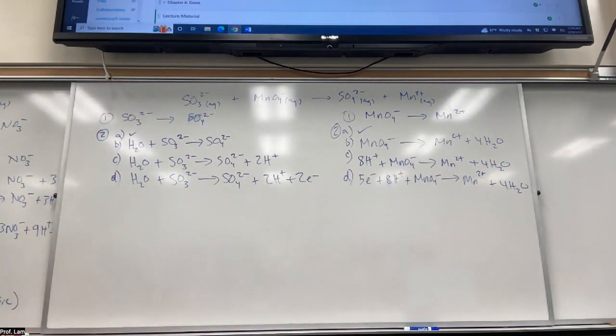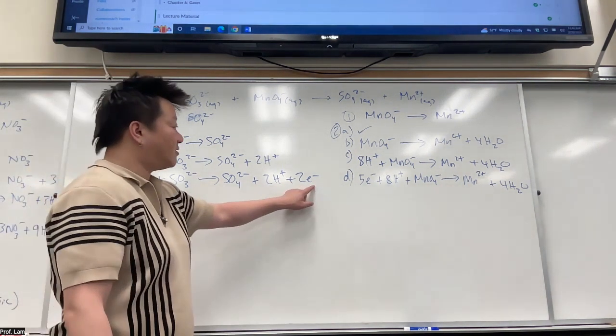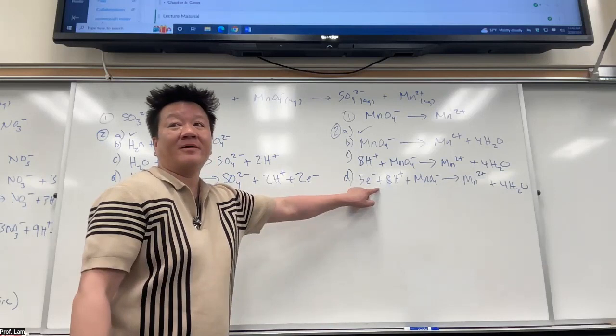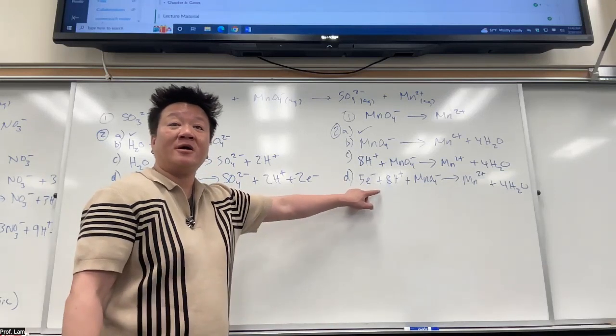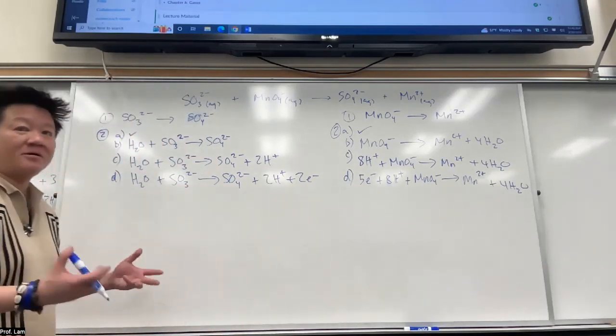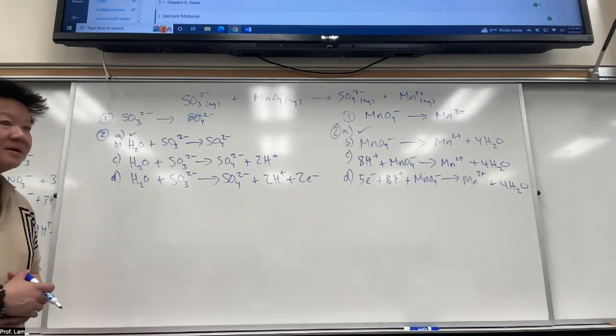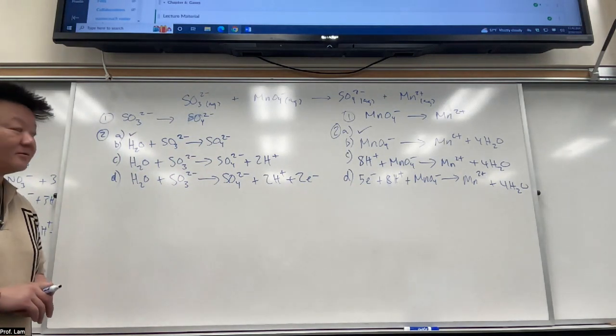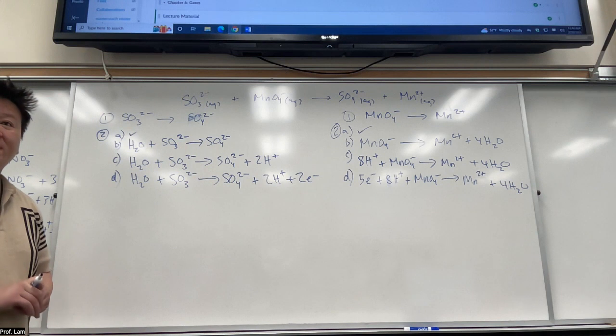And step 3, it says multiply half reactions by an integer if necessary, so that the number of electrons gained equals the number of electrons lost. Okay, so I got a 2 and I got 5. Remember, I need to make those match. So think about what number I can multiply to get those to match. What do you guys think?